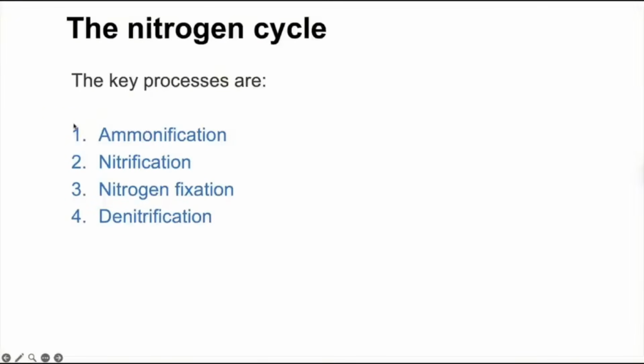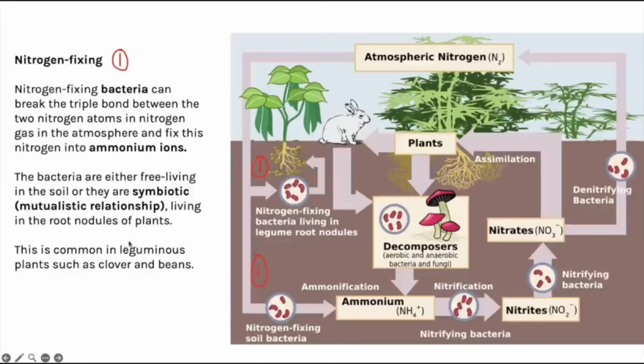There are 4 key stages: ammonification, nitrification, nitrogen fixation, and denitrification. All of these stages use microorganisms. So step 1 is nitrogen fixing or nitrogen fixation, which I've labelled on the diagram. This is when the nitrogen from the atmosphere is fixed by bacteria, which means bacteria break that triple bond between the N2, the 2 nitrogen atoms, and it fixes it, meaning converting it into a nitrogen-containing compound, which is ammonium ions.